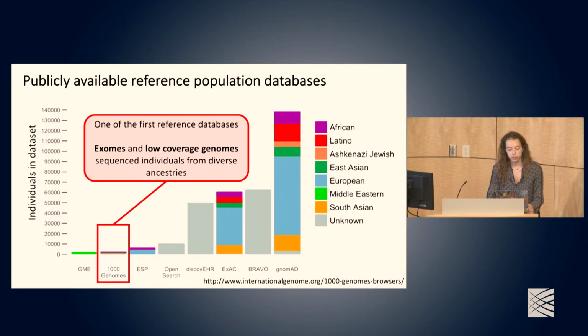So 1,000 Genomes is one of the first reference databases that was around. It involves sequencing exomes and low coverage genomes from very diverse ancestries, and because of the ancestral diversities, we still use it today.